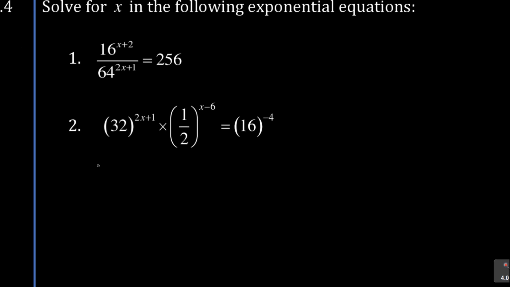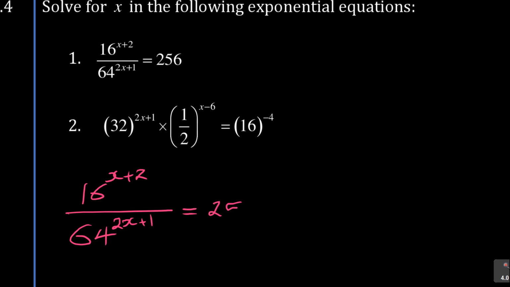If I give you 16 to the power of x plus 2 over 64 to the power of 2x plus 1 is equal to 256. Guys, I always say the examiners already have worked this thing out. They will never give you random numbers. All the numbers are there for a reason. You just need to use your calculator.